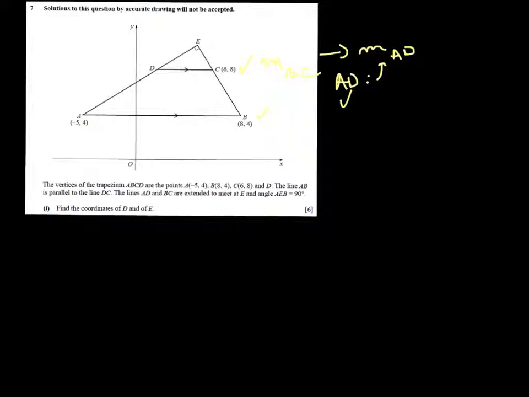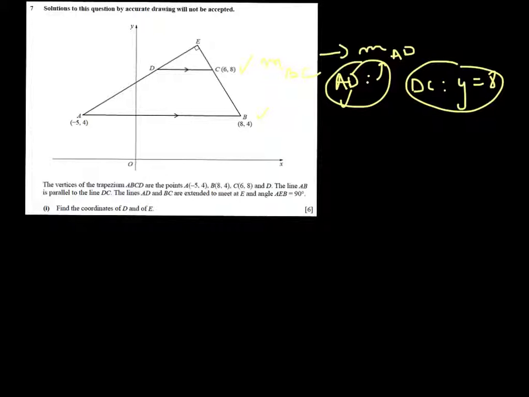The line DC has the equation y equals 8. So we can intersect this line with this line and find the point D. Then we can intersect the line AD with line BC, and we can find the point E. That's very well written mathematically. So now, after we have this plan, let's start to work on it.